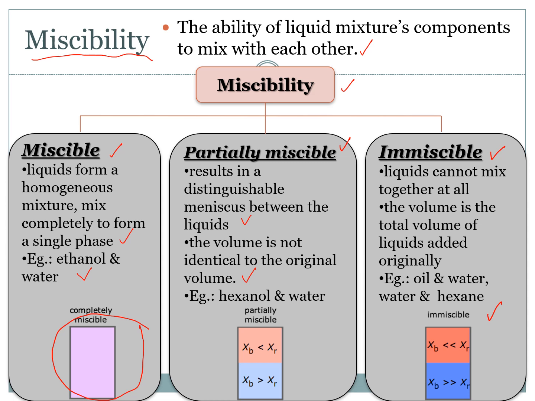So as you can see here, partially miscible, you can see the separate boundary, and then for the immiscible, you can see the separate boundary.